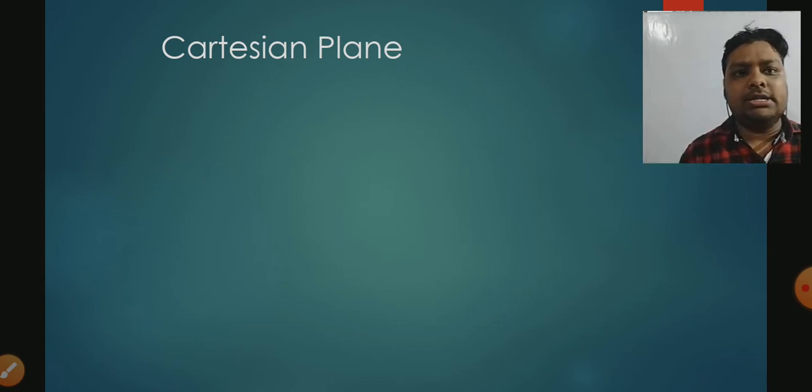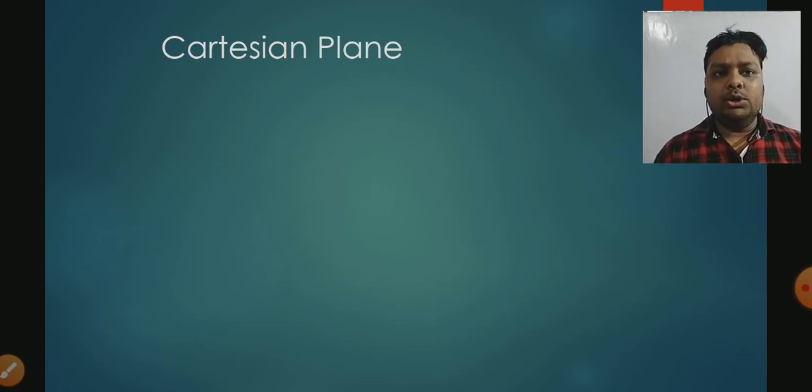Now students, this time we will discuss the next chapter, introduction to coordinate geometry. Let's start with the Cartesian plane. As I have already discussed, the plane of the paper has two coordinate axes. We have already explained that the two coordinate axes divide the whole plane into 4 quadrants, and the quadrants are named quadrant 1, quadrant 2, quadrant 3 and quadrant 4.